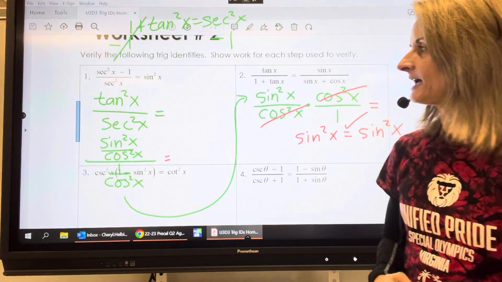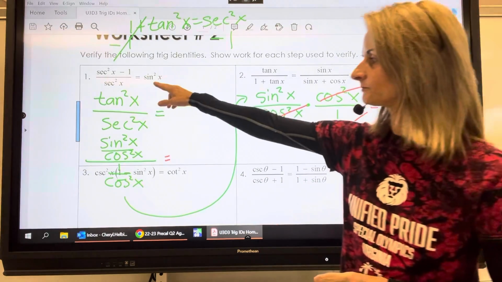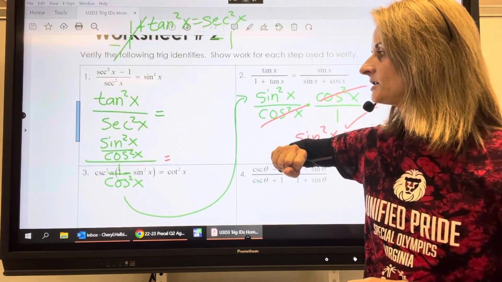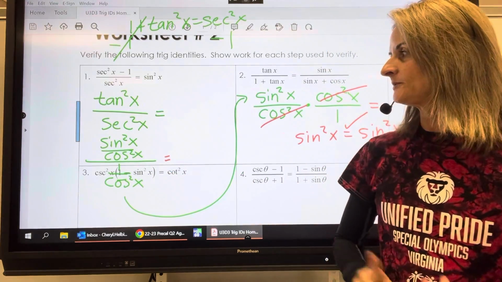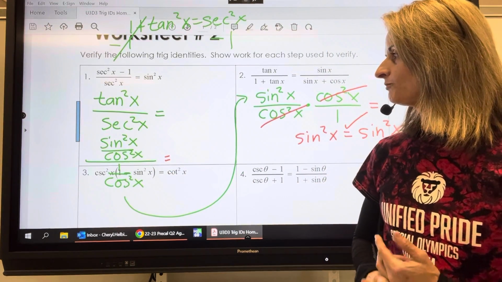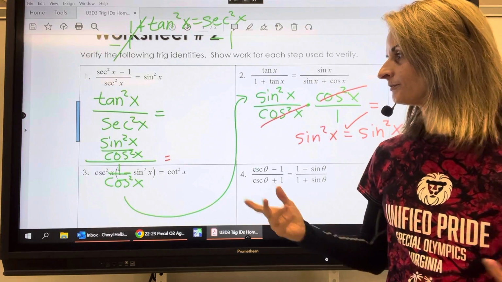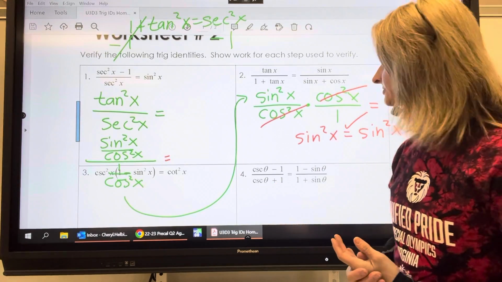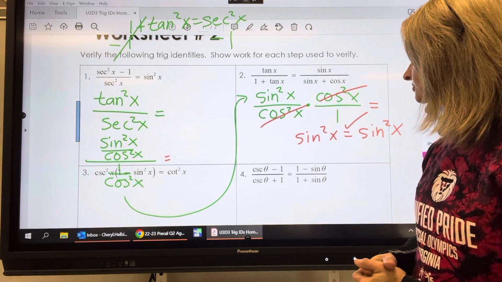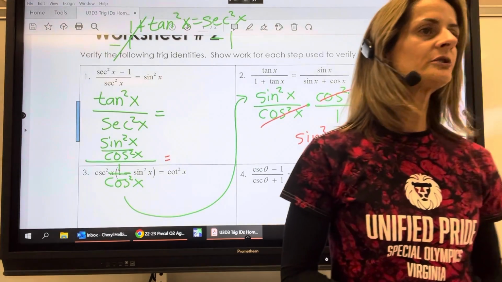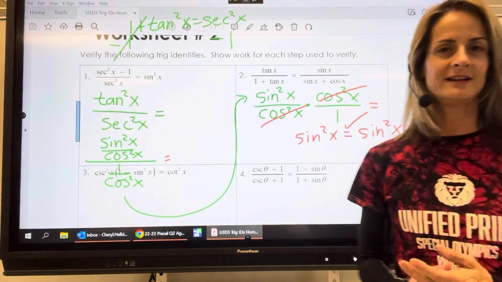How are we doing? So we used a Pythagorean identity. Then we used reciprocals. We used keep, change, flip. What else did we do? Canceled factors. There's a lot going on in these problems, and they get more complicated. Yay!